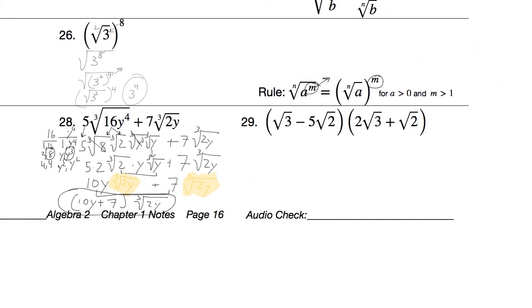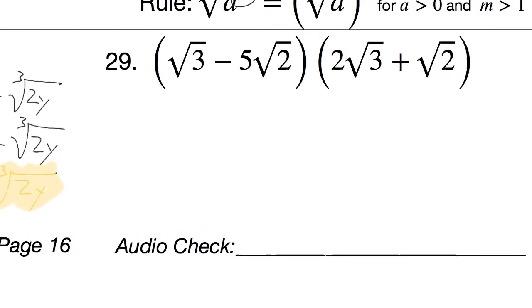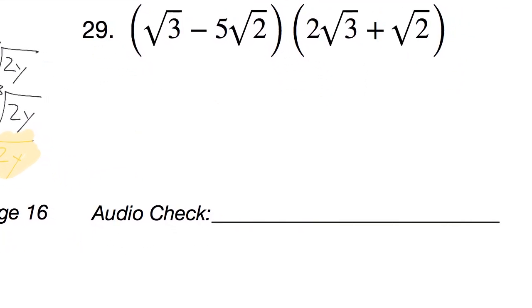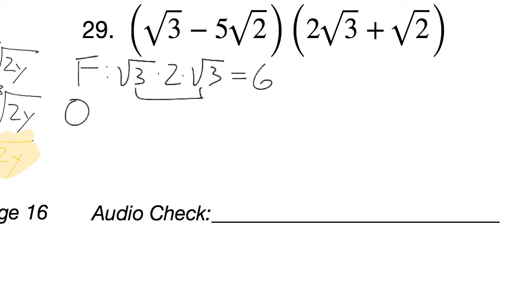Here, last one. Let's multiply these two together. See what we get. Let's FOIL them. First term is going to be square root of 3 times 2 times the square root of 3. When you combine these together, the square root of 3 times square root of 3 is just 3, times 2 is 6. Outside term. We get square root of 3 times square root of 2, which is just going to be square root of 6.